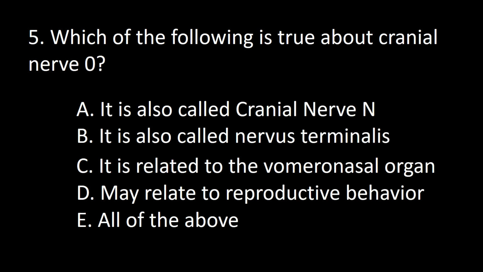Next question. Which of the following is true about cranial nerve 0? A. It is also called cranial nerve N. B. It is also called nervus terminalis. C. It is related to the vomeronasal organ. D. May relate to reproductive behavior. E. All of the above.